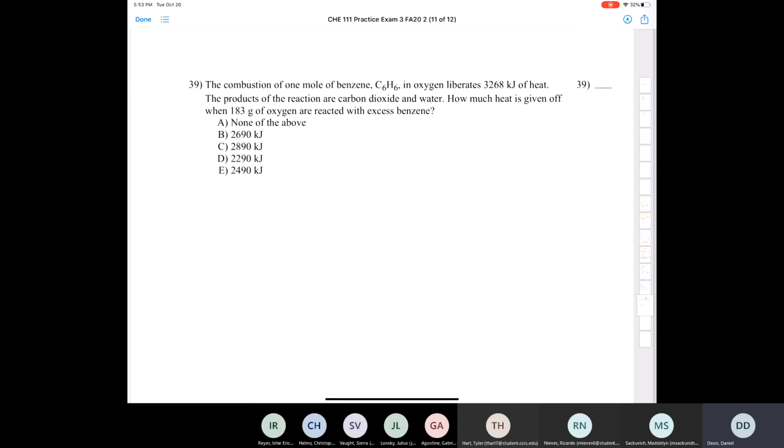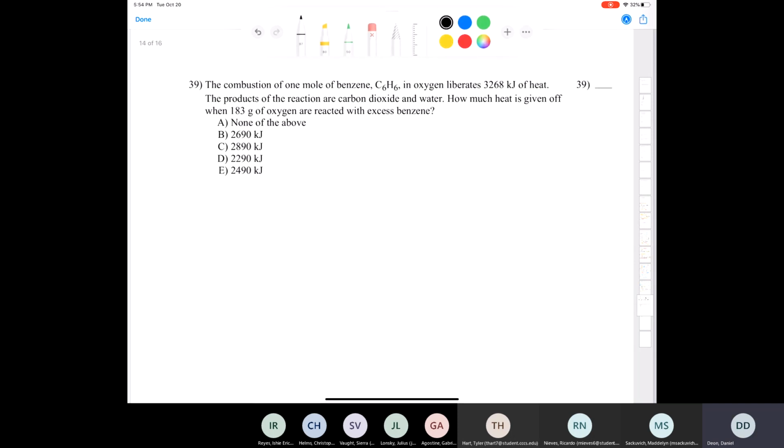Okay, question 39. The combustion of 1 mole of benzene, C6H6, in oxygen liberates 3,268 kilojoules of heat. The products from the reaction are carbon dioxide and water. How much heat is given off when 183 grams of oxygen are reacted with excess benzene?